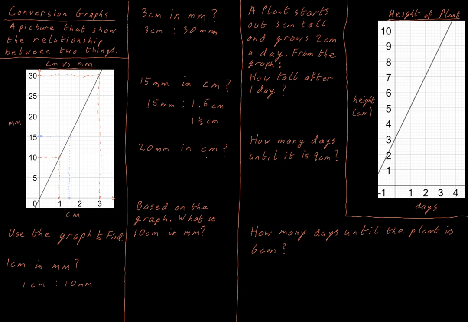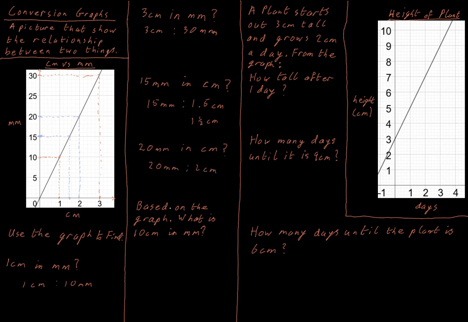Now, what's 20 millimeters in centimeters? Basically the same thing. We start off here and ask, what information am I given? I'm going to go to there on my diagram. I have 20 millimeters, and then I go across to my relationship line, and this time it's a nice solid line, and I go down to find what the equivalent centimeter is. That's going to be 2 centimeters. 20 millimeters is to 2 centimeters.